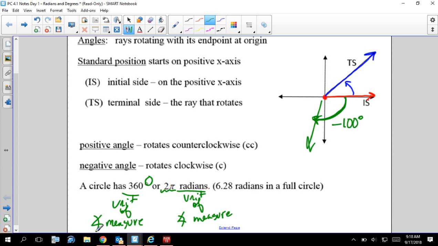This is what degrees and radians are. They're measuring the exact same thing. They're just different units. 360 degrees in the entire circle, or 2 pi radians. They're still measuring the same thing.